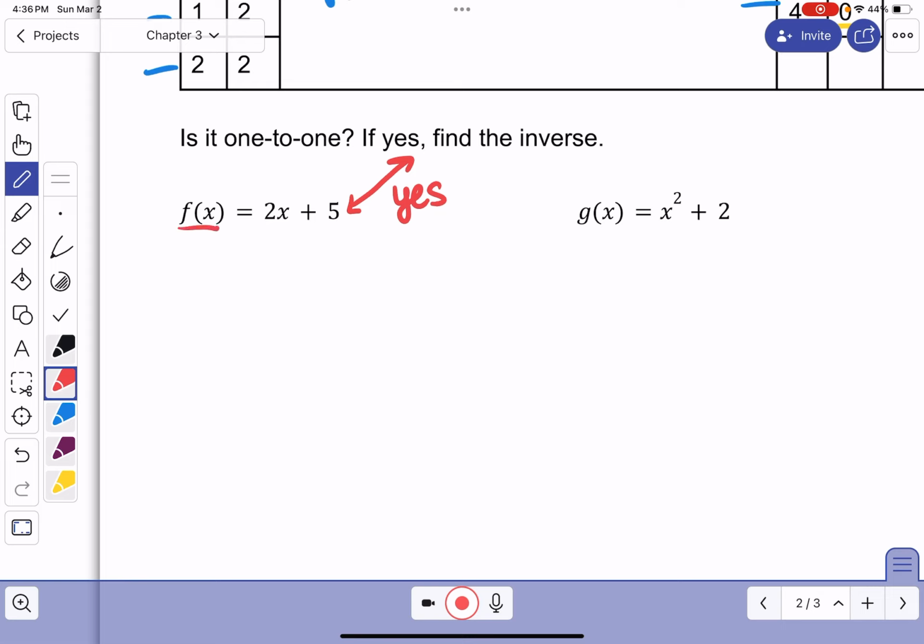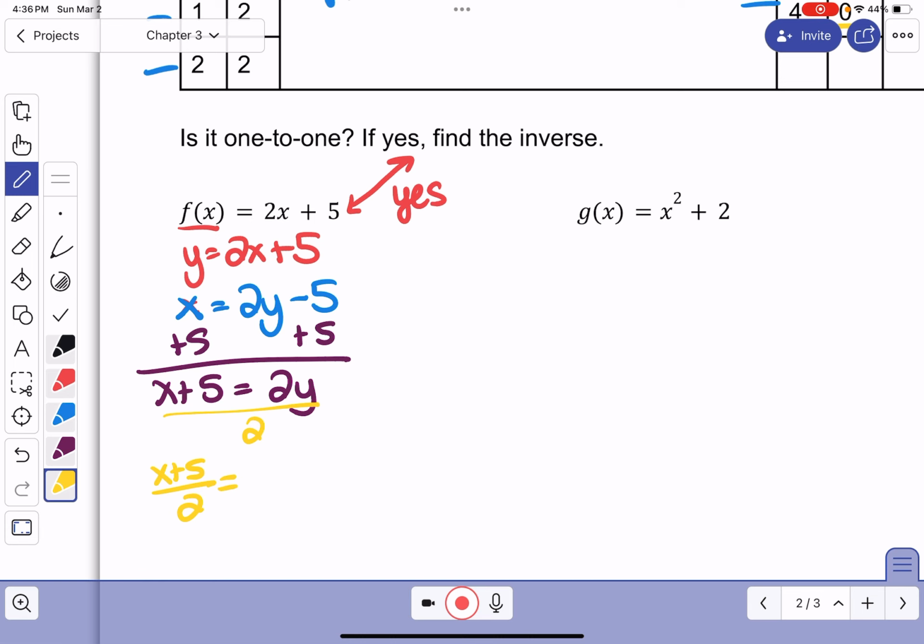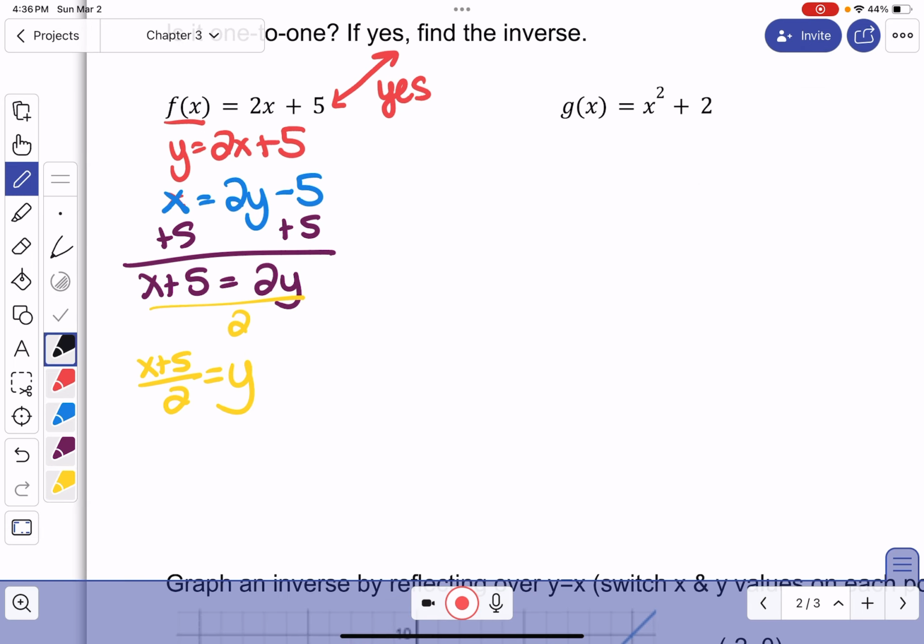So we're going to start by taking it out of function notation. And so it says y equals. Then we're going to switch the x and the y. And now we solve so that it says y equals. So I'm going to add 5 to both sides. Then I'm going to divide everything by 2. And now it says y equals again. The way you write inverse is you put this little tick mark up here. So that says the inverse of x, or the inverse of f of x.